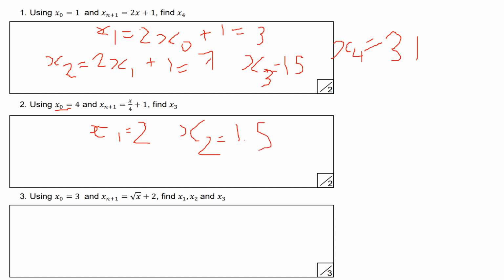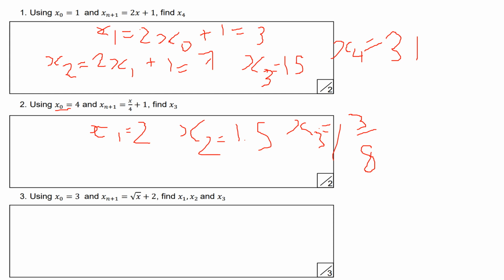And then finally x3. When you put in n equals 2 into the iterative formula, we're going to have 1.5 over 4. That would be 3 halves divided by 4, so that would be 3/8, plus 1. That would be 1 3/8, or you can write it as the decimal 1.375. Either answer would suffice.